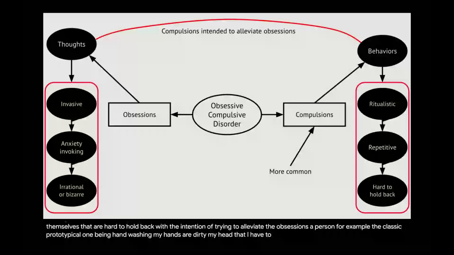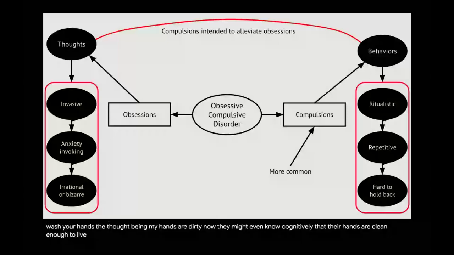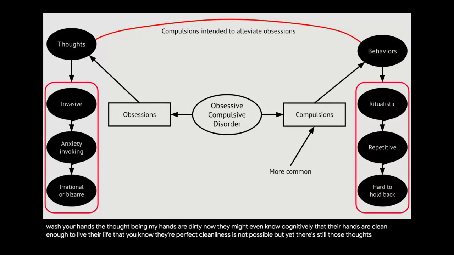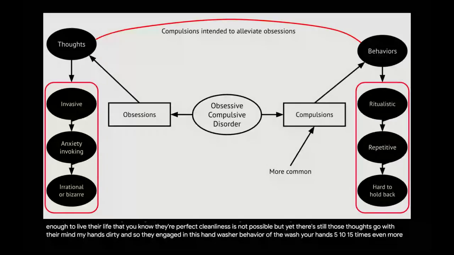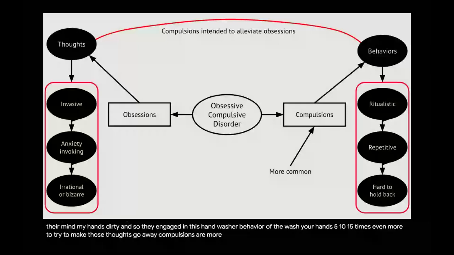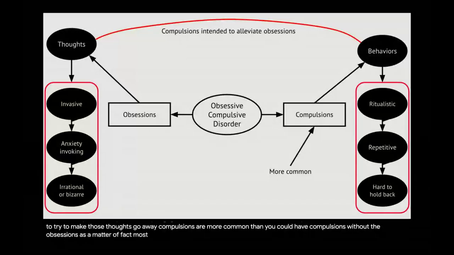Now, they might even know cognitively that their hands are clean enough to live their life, that perfect cleanliness is not possible. But yet there are still those thoughts going through their mind, my hands are dirty, and so they engage in hand washing behavior, where they wash their hands 5, 10, 15 times, even more, to try to make those thoughts go away. Compulsions are more common. You could have compulsions without the obsessions. As a matter of fact, most cases of OCD, I would say, have compulsions but without obsessions. So that's obsessive compulsive disorder.